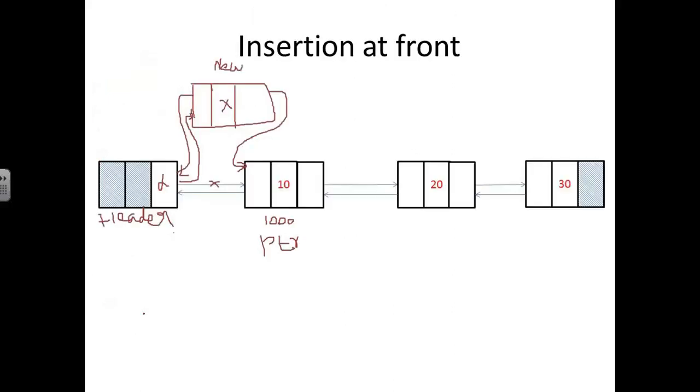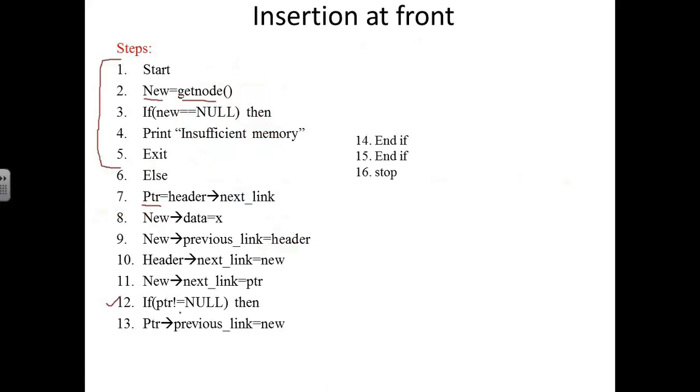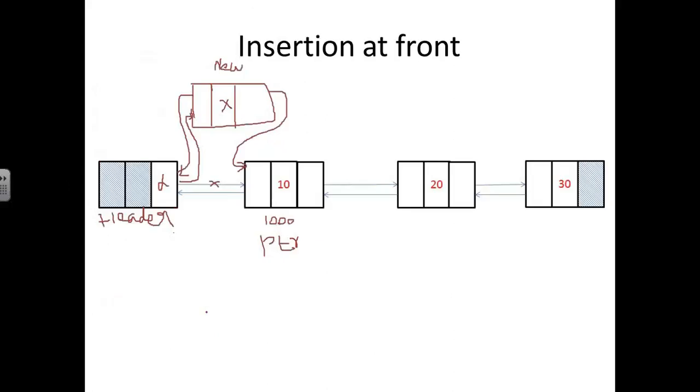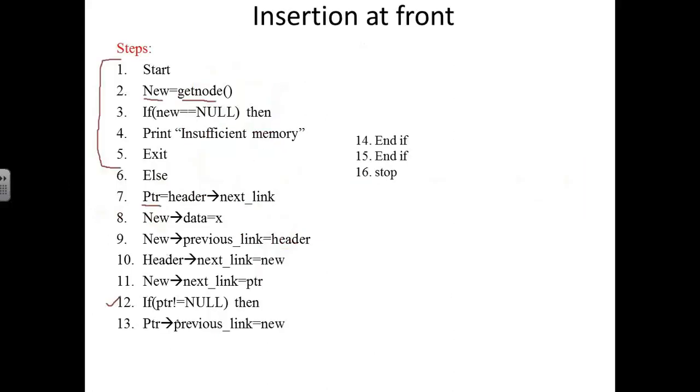Because if the list is empty, then this header field also will be null, right? So if whatever header's next link we are making it to pointer, that pointer value will become null. If this is an empty list, only the header node will be available. So because of that, we are checking if pointer is not equal to null, then we need to make this connection.